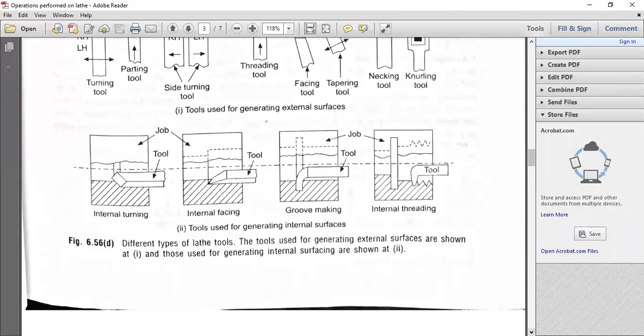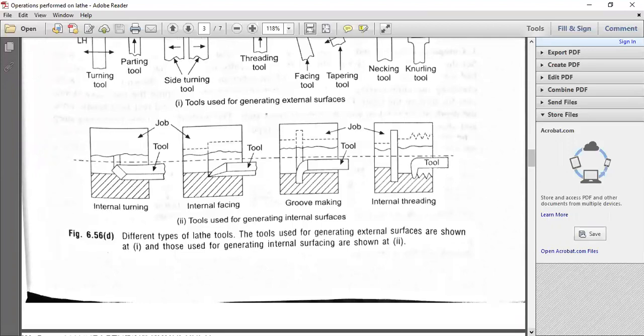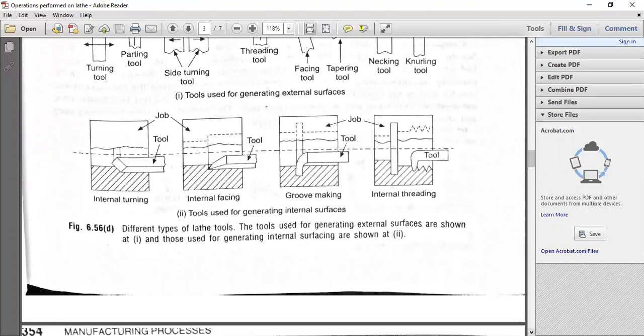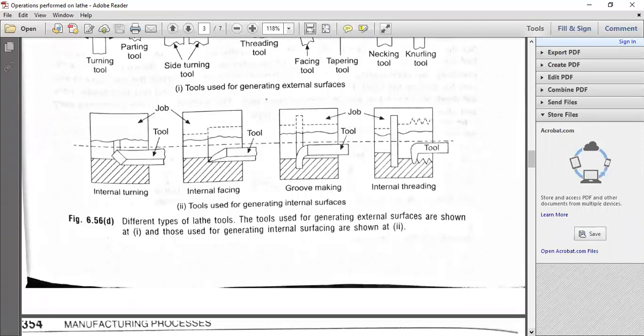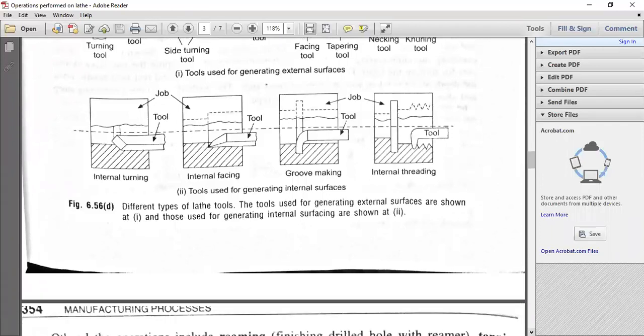You have to practice the diagrams in your notes also, so that you are habituated. Don't try to practice directly in the internal exam or the external exam. You will be committing mistakes.